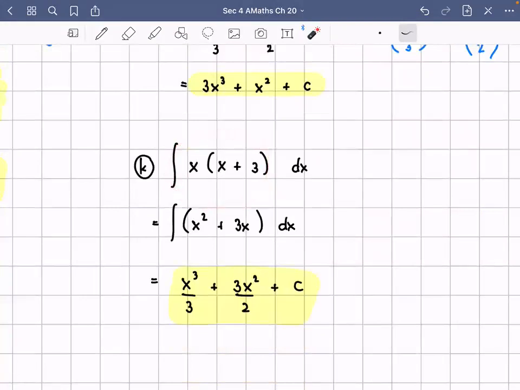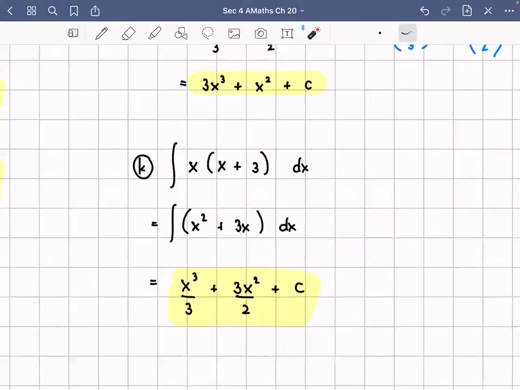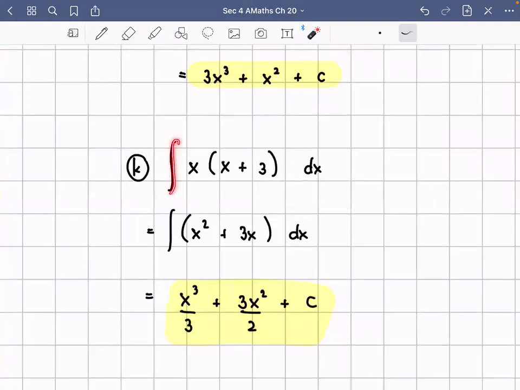It's like this. So for letter K, what is the antiderivative of x times x plus 3? Okay. Now, there is no product or quotient rule in integration. Okay. So what do we need to do here? Okay, is to distribute this thing first. Distribute this thing first here. So what do you get? So basically you get x squared plus 3x.